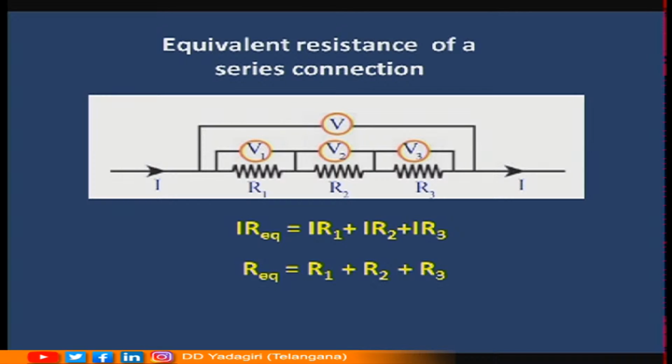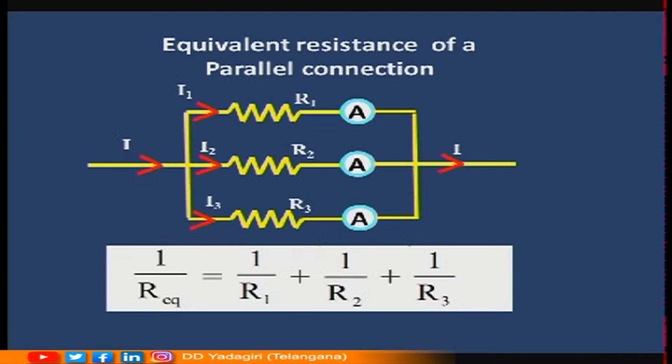Equivalent resistance of a series connection: when resistors are connected in series, equivalent resistance is given by the sum of individual resistances. When resistors are connected in parallel, the equivalent resistance is given by 1 by R equivalent is equal to 1 by R1 plus 1 by R2 plus 1 by R3.